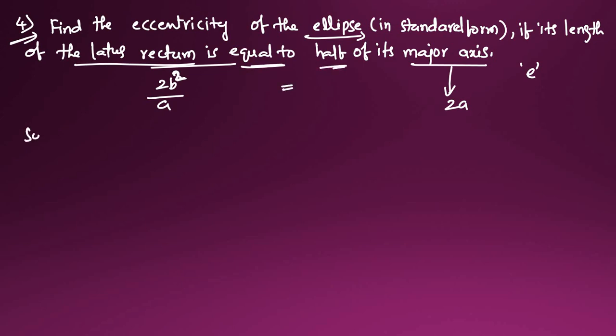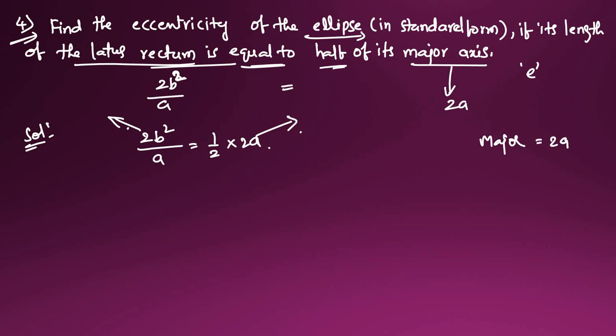So the solution here: 2b square divided by a is equal to half into 2a will come here. Half of its major axis, he told, so half of the major axis is 2a. So this is the latus rectum and this is the major axis. Major axis is 2a and minor axis is what?